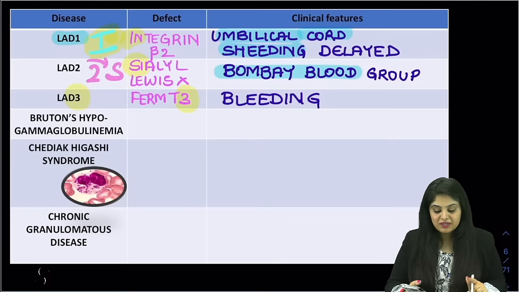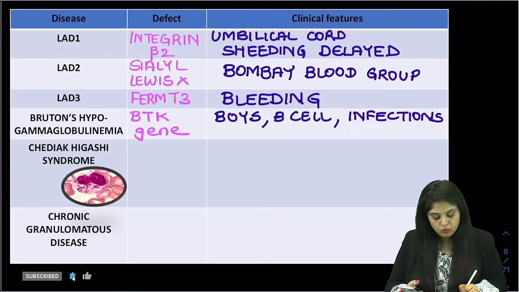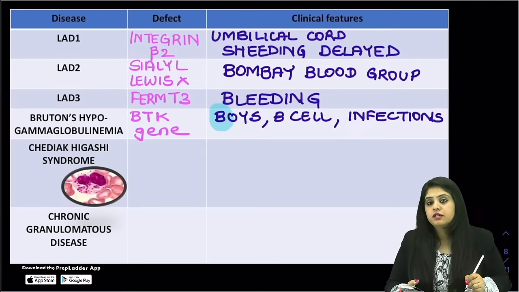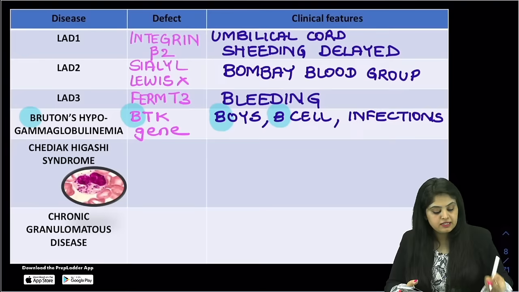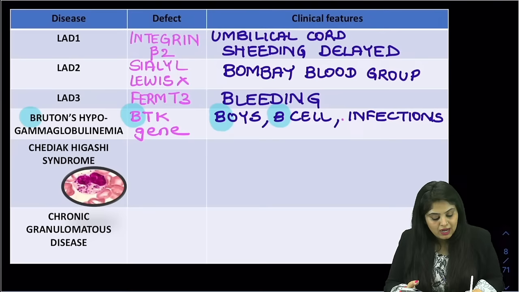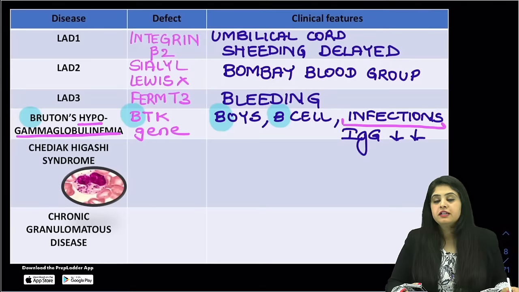Now we move on to the next, Bruton's. Do you guys remember Bruton was all BBB? What is BBB? Bruton occurs more commonly in boys. Bruton is a B cell problem, and Bruton is a BTK gene defect. So Bruton: boys, B cell, BTK gene. As a result, why is the patient having infections? Hypogammaglobulinemia basically means that the IgG levels are going to be decreased. Everyone's okay with that? So BBB, you have that in the paper. That is going to be Bruton's hypogammaglobulinemia.